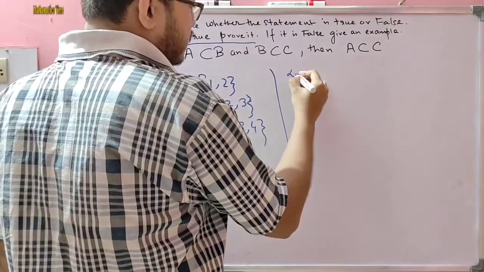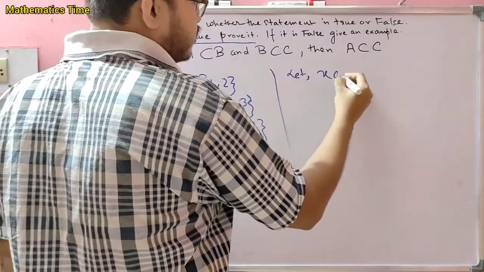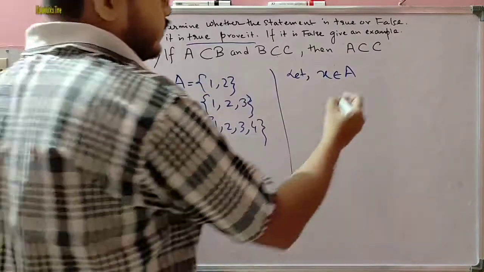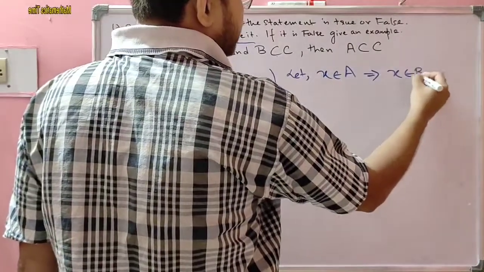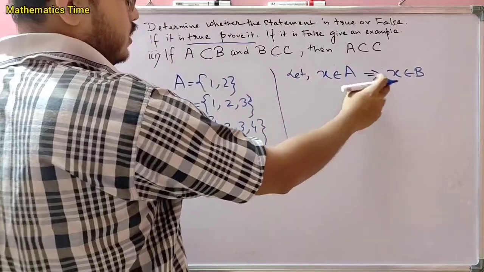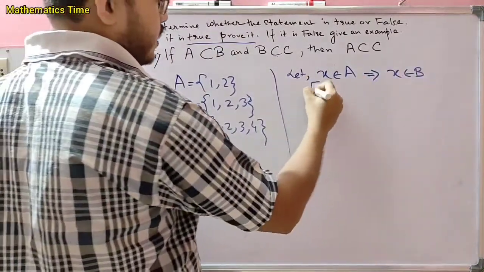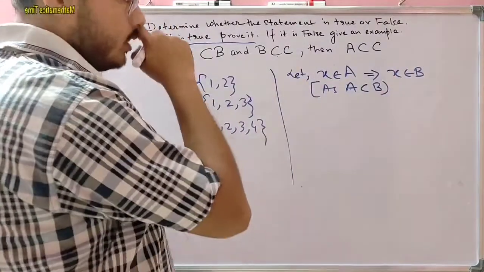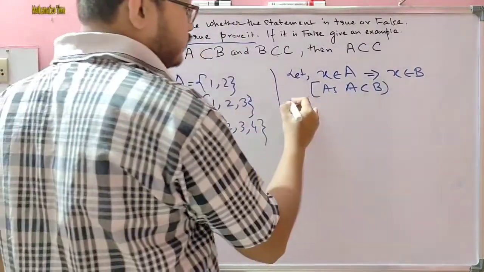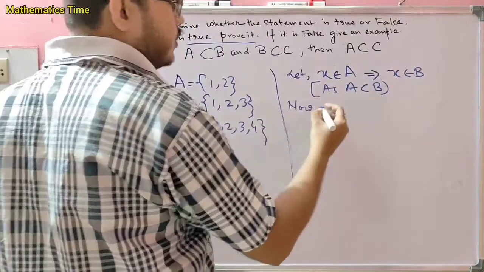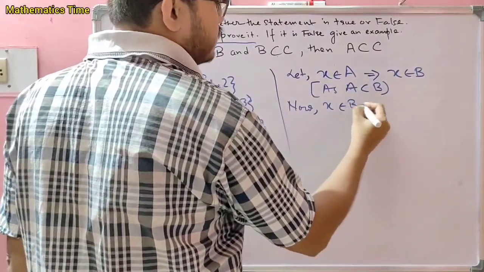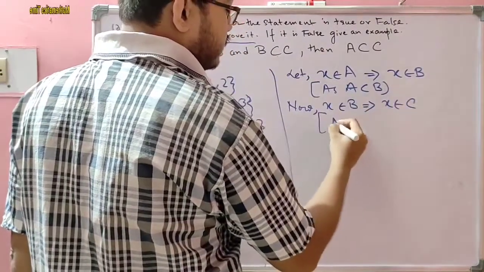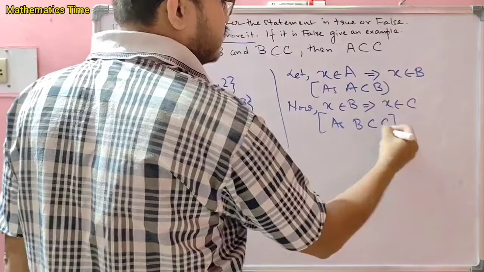First, let x belong to A. If A is a subset of B, what will be the definition? If x belongs to A, it will imply x belongs to B, as A is a subset of B. Any element of A will be an element of B. Okay. Now, x belongs to B implies x belongs to C, as B is a subset of C by definition.